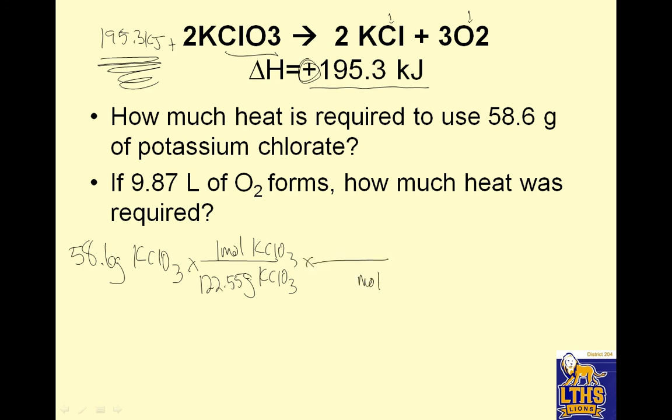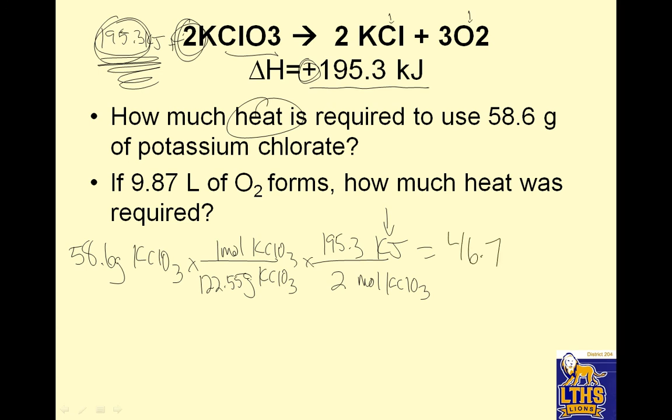And then I'm going to hate moles of KClO3, and I want to go into kilojoules. Now, I'm not going to go into moles of kilojoules, I'm just going to go into kilojoules, and I need a relationship between these two. The relationship is still the coefficients. So moles over kilojoules, or kilojoules over moles, use coefficients. So two of these equal 195.3 kilojoules. That's what I want, how much heat. Heat is kilojoules. I'm finito. 58.6 divided by 122.55 times 195.3 divided by 2 is 46.7. Notice the only units I have left are kilojoules.